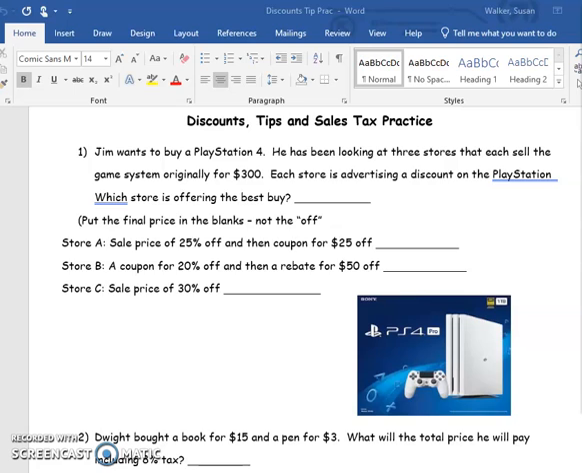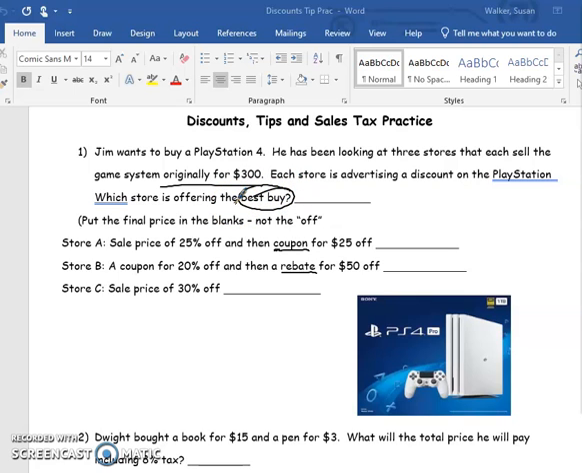work. Okay, I do want to go through number one because we're talking about a couple of different things. One would be a coupon, one would be a rebate. So number one, this says Jim wants to buy a PlayStation 4. He has been looking at 3 stores that sell the game system originally for $300. That is the original price. Each store is advertising a discount on the PlayStation. Which store is offering the Best Buy?